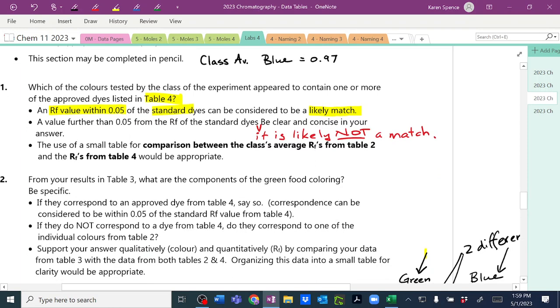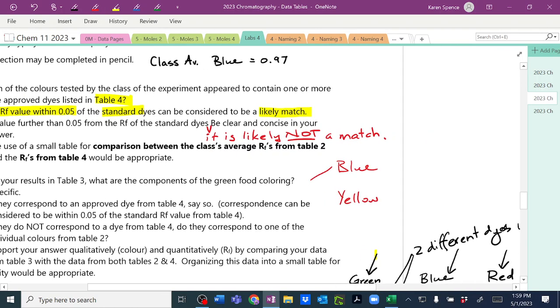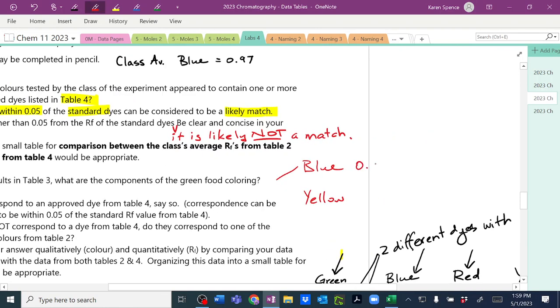Then for table number 3, you're going to say, okay, I had some green, and the green was made of blue and yellow, and you're going to take your RFs for those ones. Maybe this is 0.97, and this is 0.86. I don't know what they actually were. Okay, we'll just say they were that.